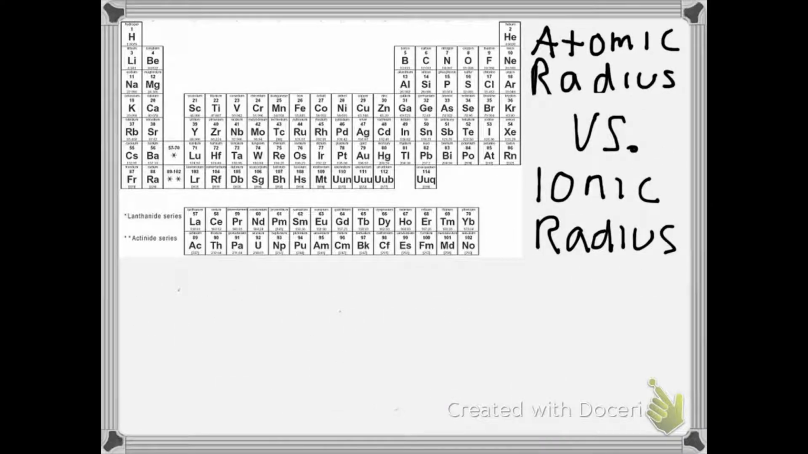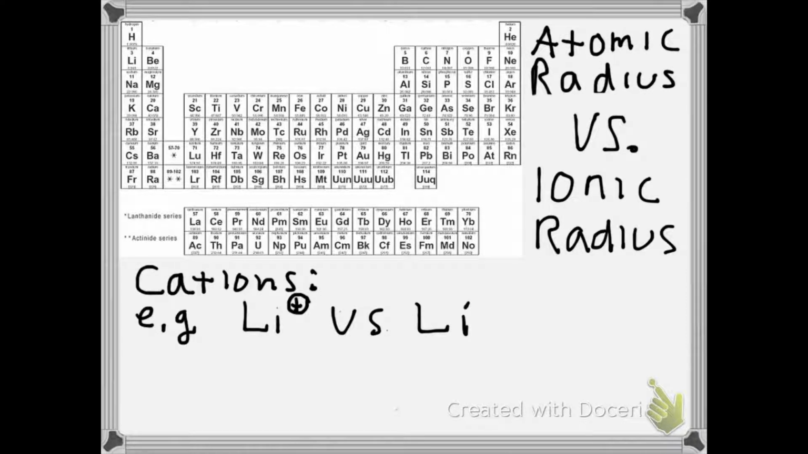So really quickly regarding the size of atoms, we need to hit a topic that goes into detail about atomic radius versus ionic radius. First, we're going to talk about ions with a positive charge called cations. So right here we have lithium ion and we have lithium. By lithium ion losing a valence electron, all that is left is its core electrons. Therefore, it is going to be smaller than your typical lithium atom.